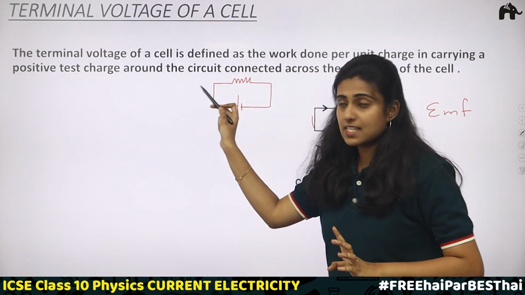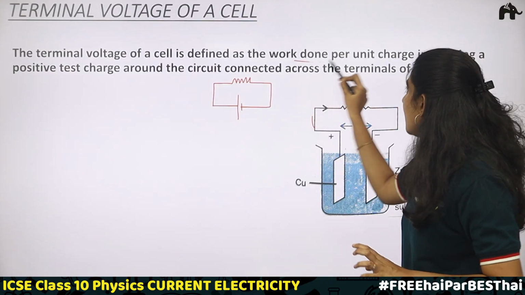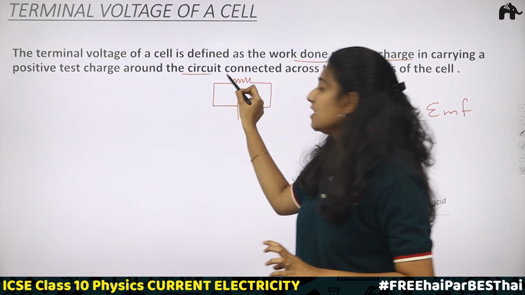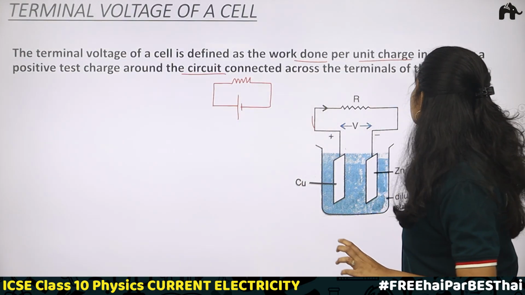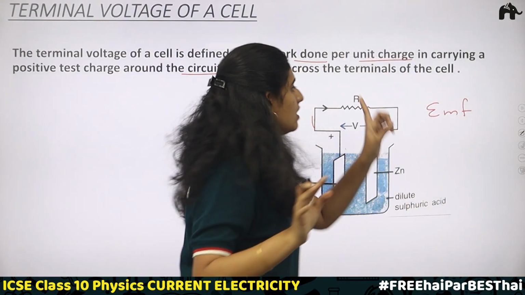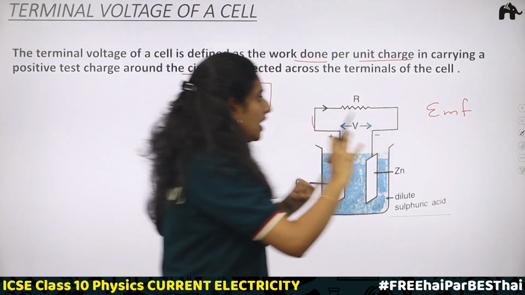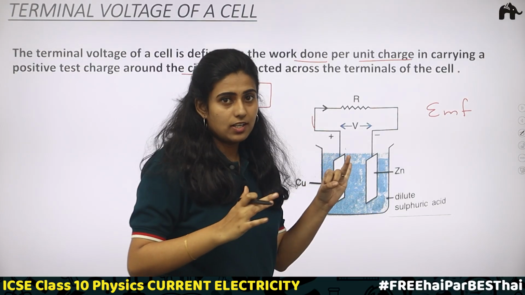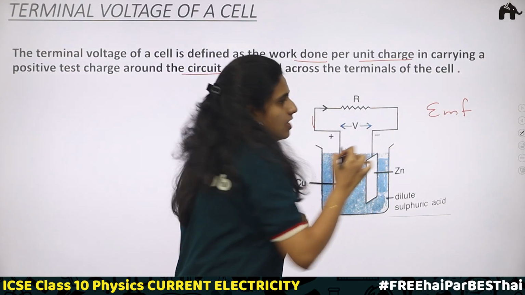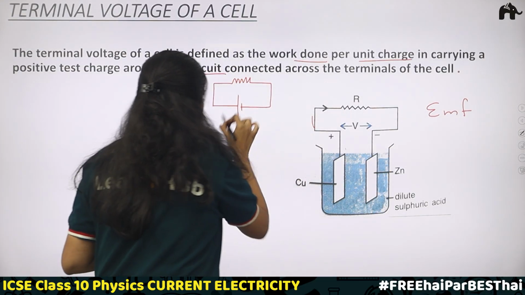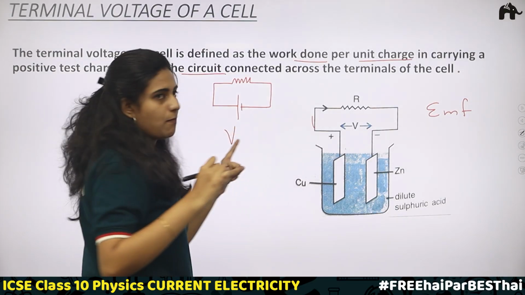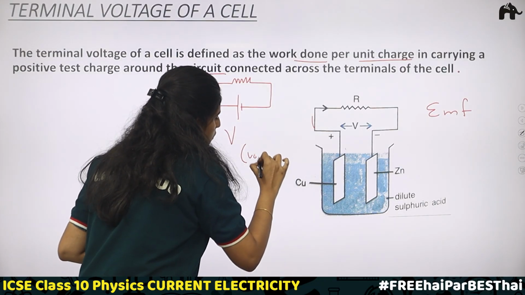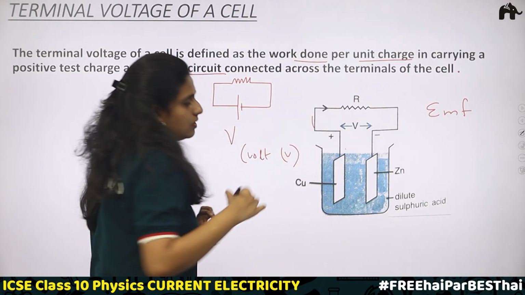So we can define terminal voltage. The terminal voltage of a cell is defined as the work done per unit charge in carrying a positive test charge around the circuit connected across the terminals of the cell. Just remember this. When you take the case of EMF, you will be taking both inside and outside, whatever happens. But when it comes to terminal voltage, you will have to consider only outside the cell. Terminal voltage is represented by capital letter V, and the unit is volt, represented by capital V.